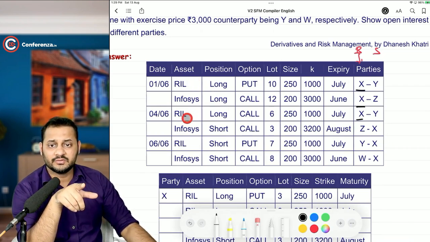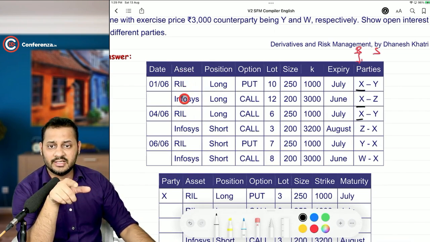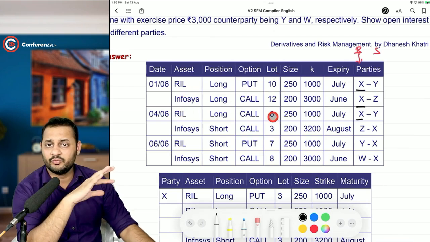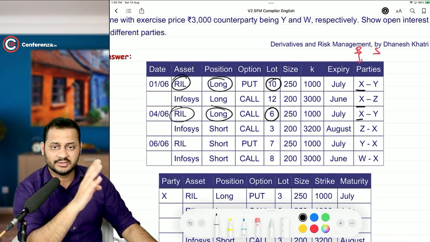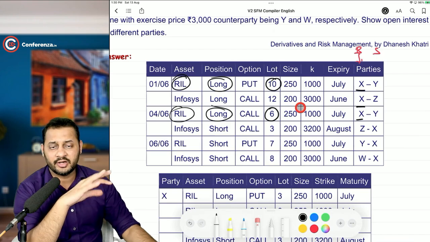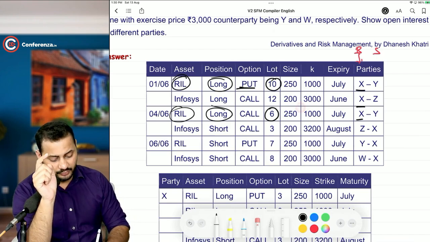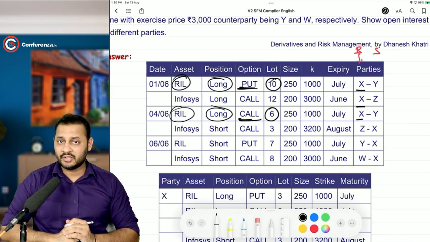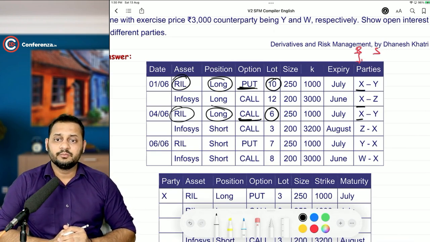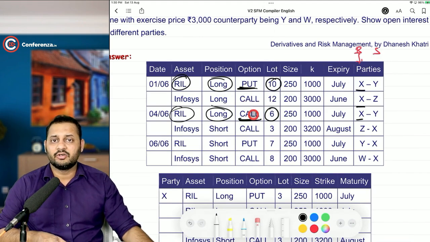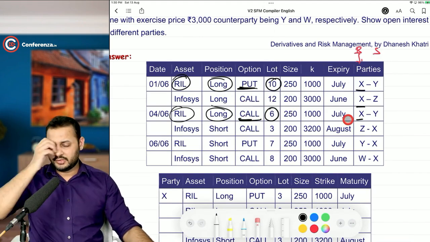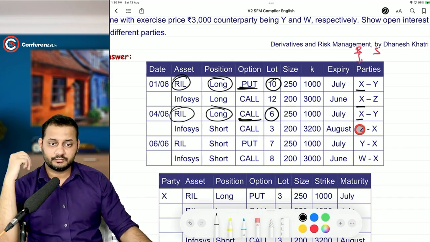So Reliance and Reliance was coming here. You could say that we have taken a long position in Reliance and Reliance, so can we add 10 plus 6? No, we cannot do that. We cannot add 10 and 6 because of this same position, Reliance long. Can we add 10 plus 6, 16 contracts? No, sir, because of one difference, which is put and call. Both the contracts are different, so we cannot add these as well. So in the beginning, X had 3 open interest positions: 10 lots of this, 12 lots of this, and 6 lots of this.